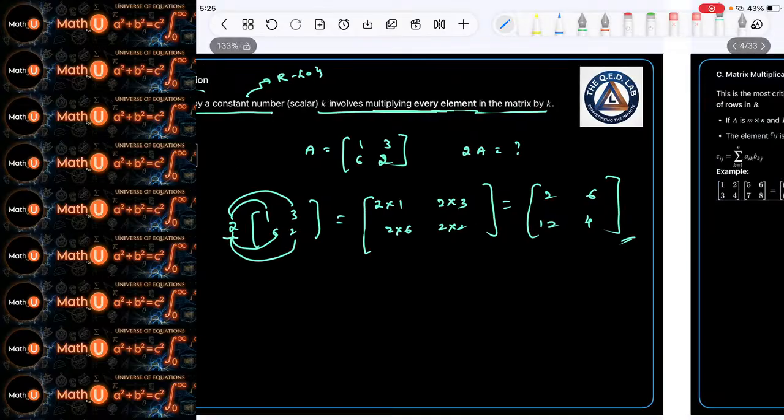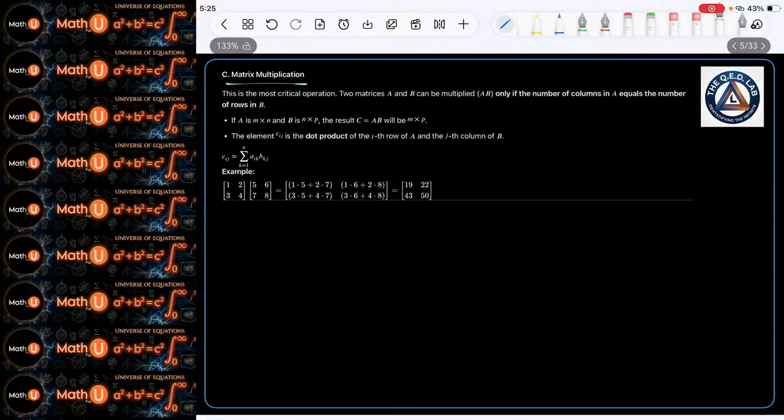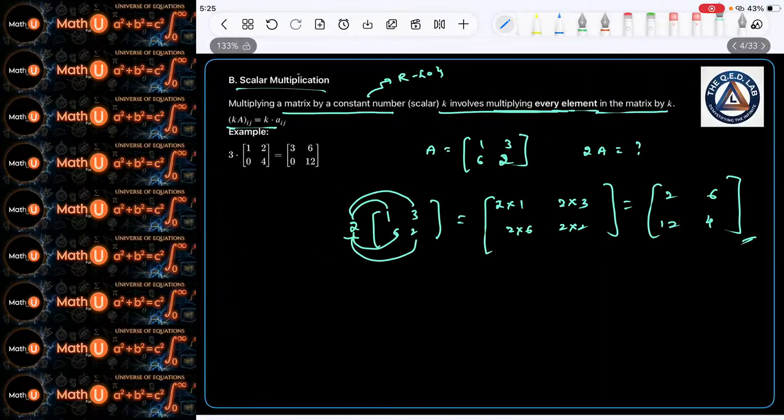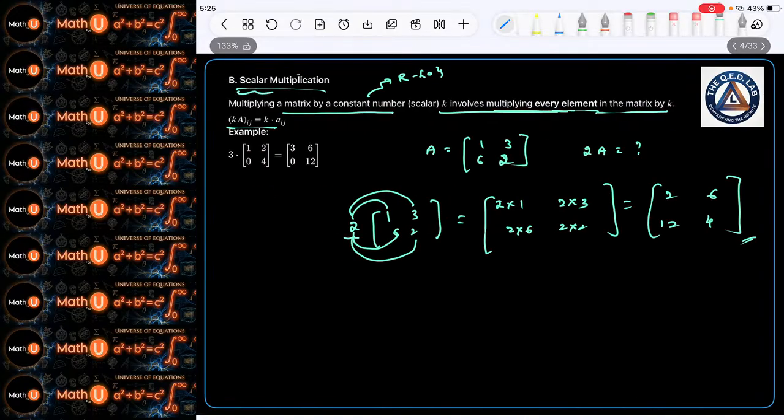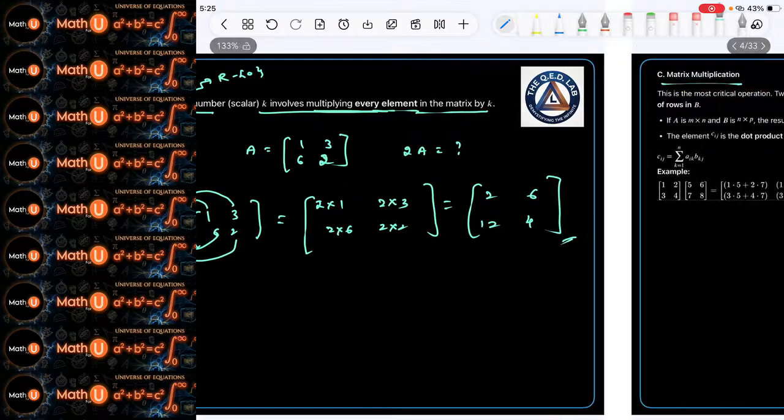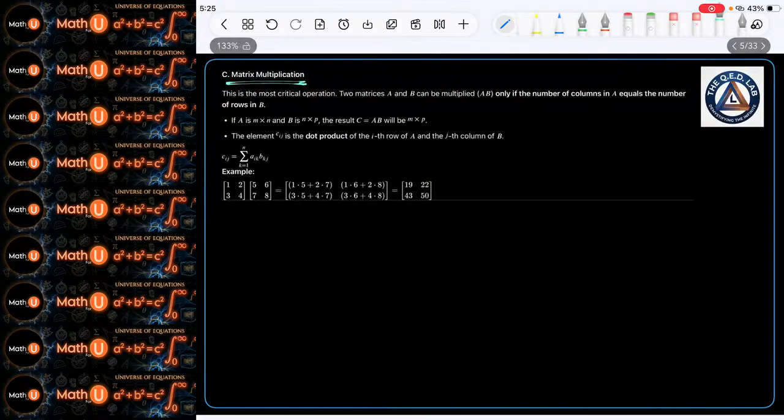Then matrix multiplication. Scalar multiplication and matrix multiplication are both different. Scalar multiplication means we multiply a number with a matrix. That is nothing but scalar multiplication. Matrix multiplication means we multiply matrices. Both are matrices, and we multiply them, then we call it matrix multiplication.